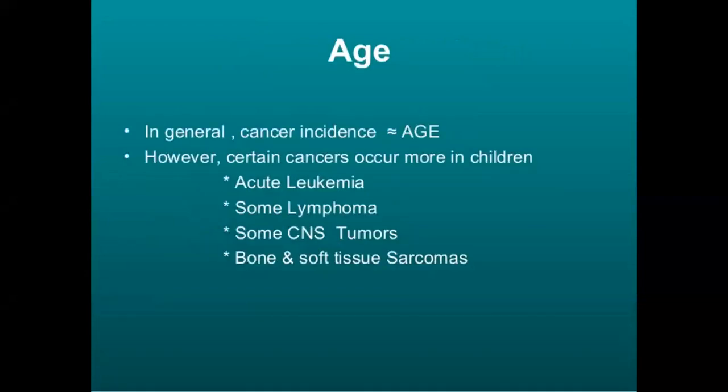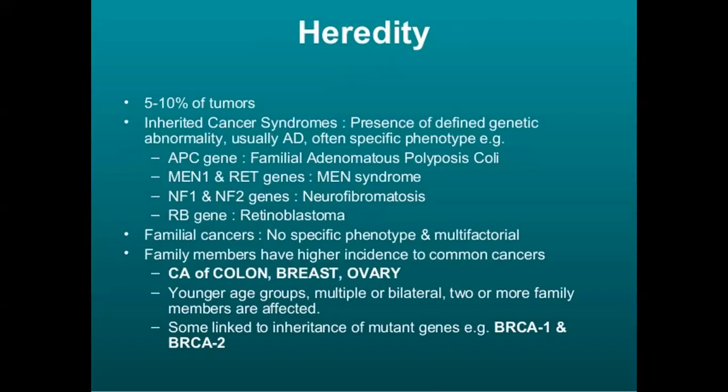So first of all, we look at age-wise. In general, cancer incidence increases according to age. However, certain cancers are more common in children, like acute leukemia, some lymphomas, some CNS tumors, and bone and soft tissue sarcomas.